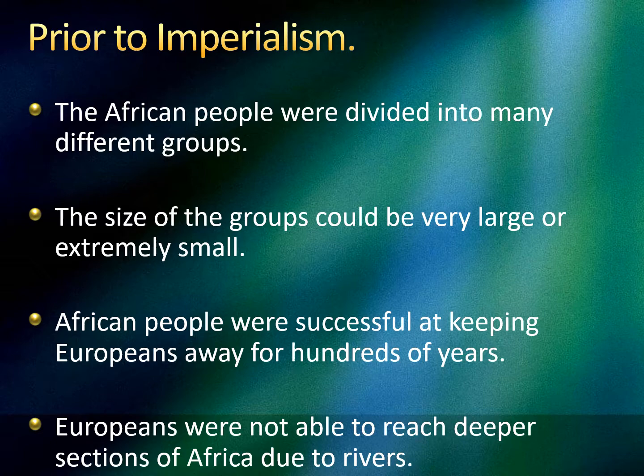So prior to imperialism, the African people were divided into many different groups across the continent of Africa. Now, the size of these groups could be very large or they could be extremely small. African people had been successful at keeping Europeans away for hundreds of years. One of the main reasons for this is Europeans were not able to reach deeper sections of Africa due to rivers, so they didn't have the technology, such as the boats or the other technologies needed to get inside these rivers and things like that.